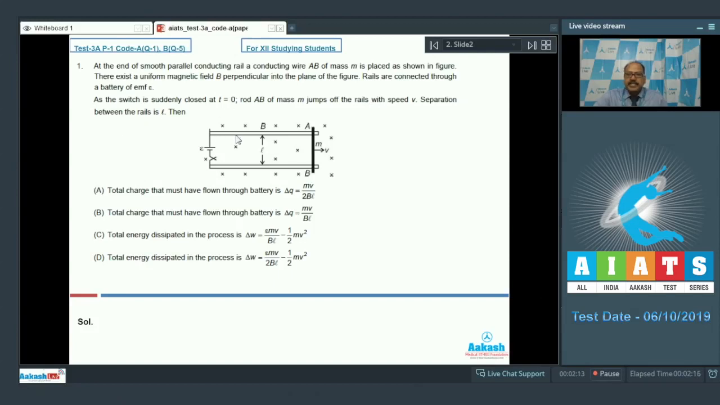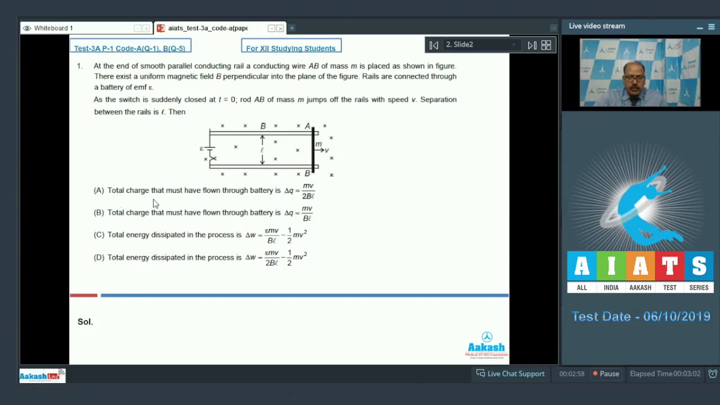Then, it's a section where one or more than one option may be correct, so we have to evaluate each and every option. A lot of concepts are involved here: Kirchhoff's law, the impulse momentum theorem, electromagnetic induction. So let's proceed now. As the switch is closed, the rod at the end of these rails jumps off with a speed v. And then we have to decide on these four options.